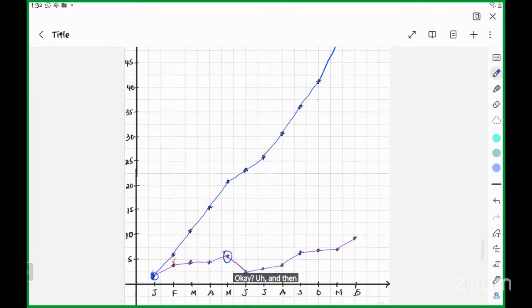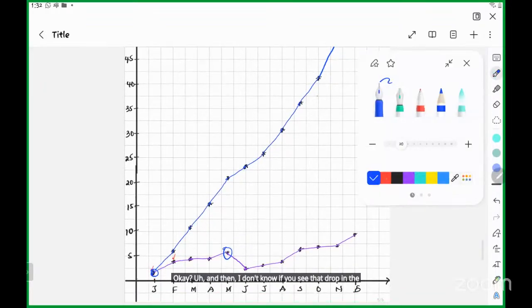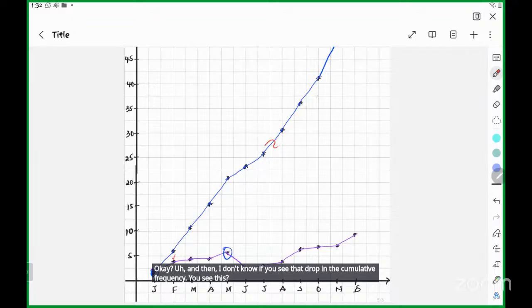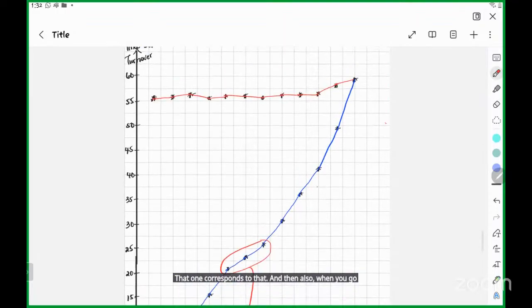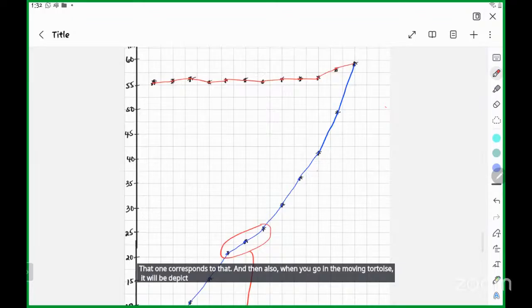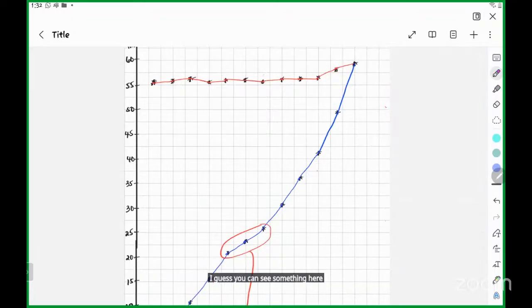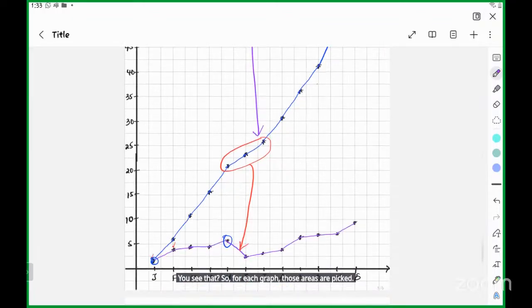And then, I don't know if you see that drop in the cumulative frequency. You see this? That one corresponds to that. And then also when you go in the moving totals, it will be depicted. I guess you can see something here. You see that? So for each graph, those areas are picked. So you choose which one to really explain.